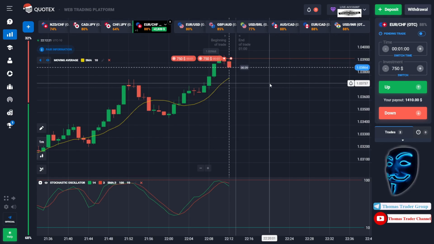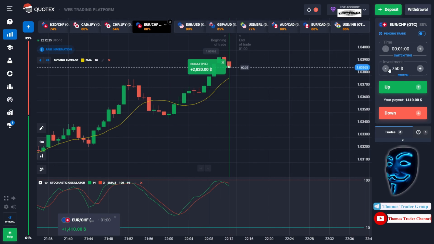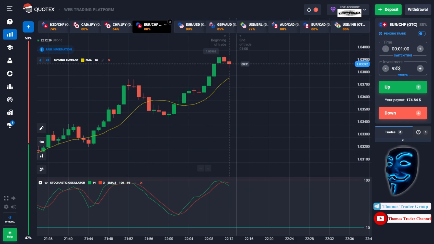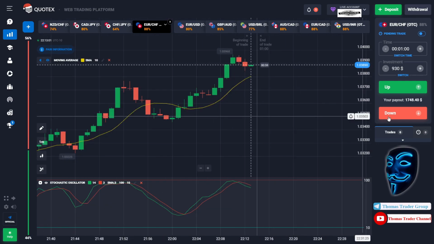We made a right prediction over here. We made a profit of $2,800. Let's divide it into 3. We will open 3 positions of $930 in the next open position. And over here we can open sell for 1 minute.